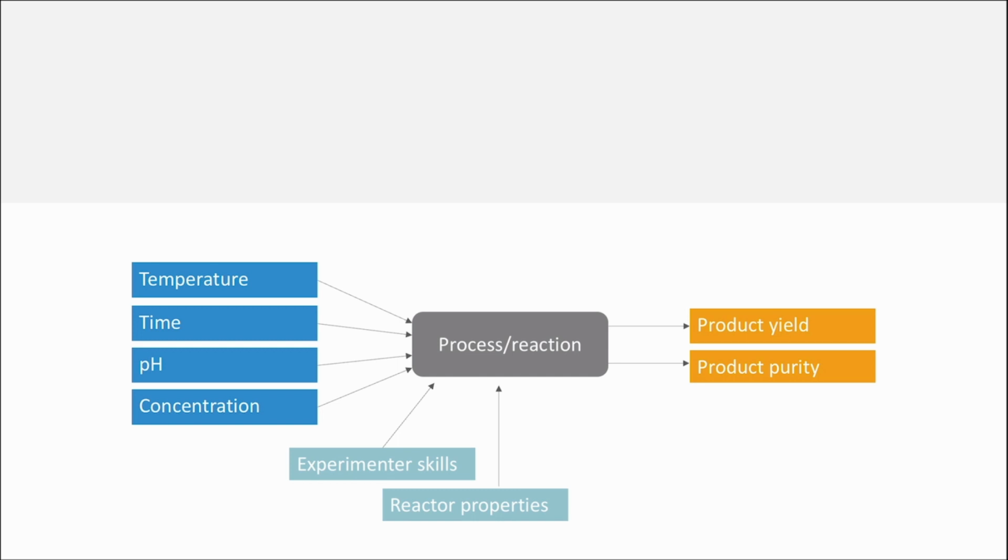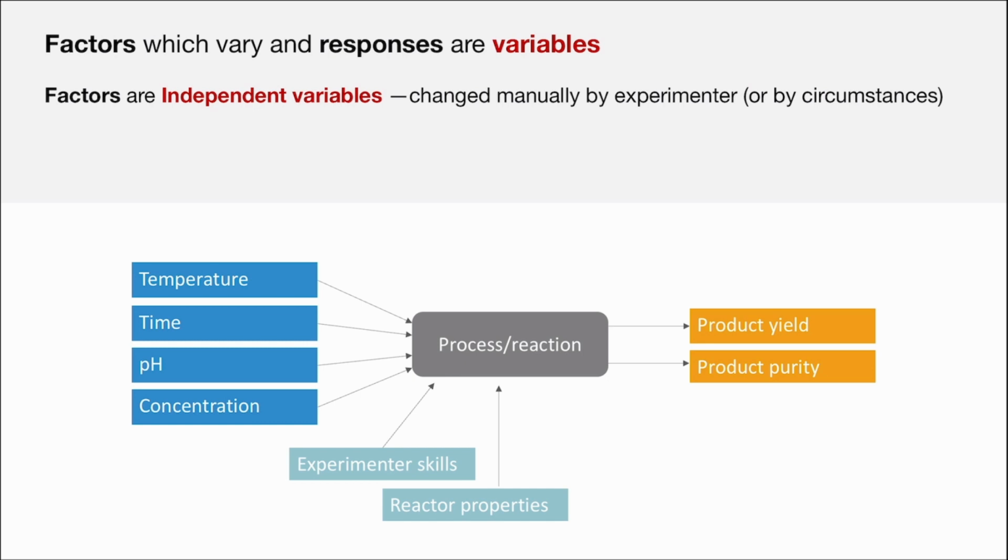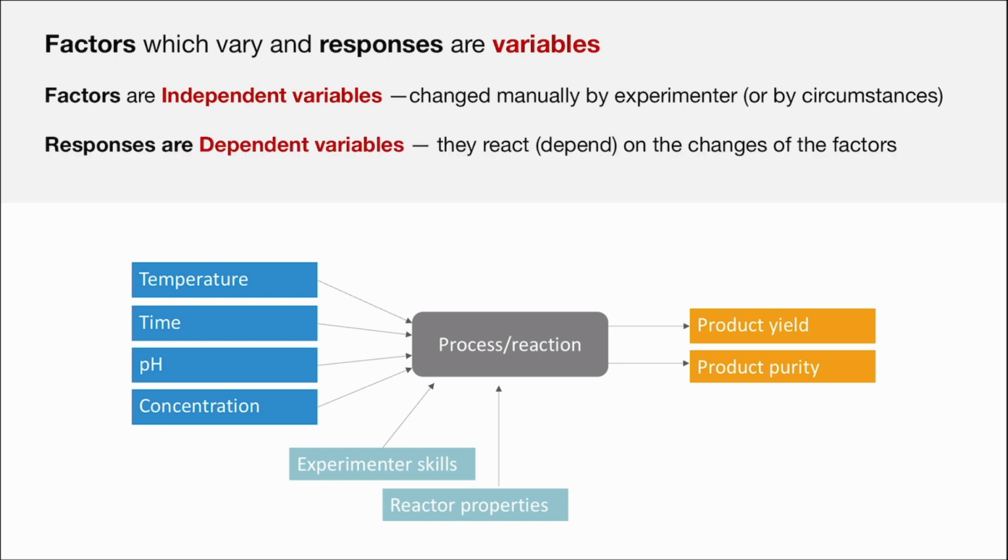You can see a process or reaction as a gray rectangle in the middle. And then you can see the blue characteristics: temperature, time, pH, and concentration. These are the controllable factors. Experimental skills and reaction properties are also controllable factors, but you fix them. And then product yield and product purity, for example, are the responses, right? We also sometimes use a specific term for factors. Factors are independent variables. Independent means you change them independently of each other. You define the factors, while the responses are dependent variables because their values depend on the factors.